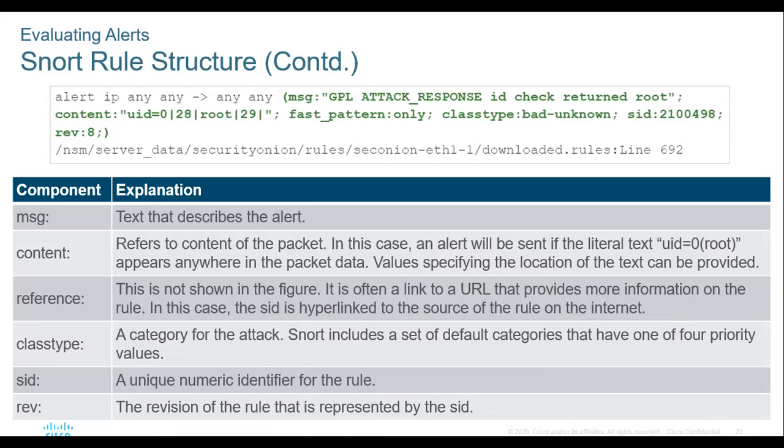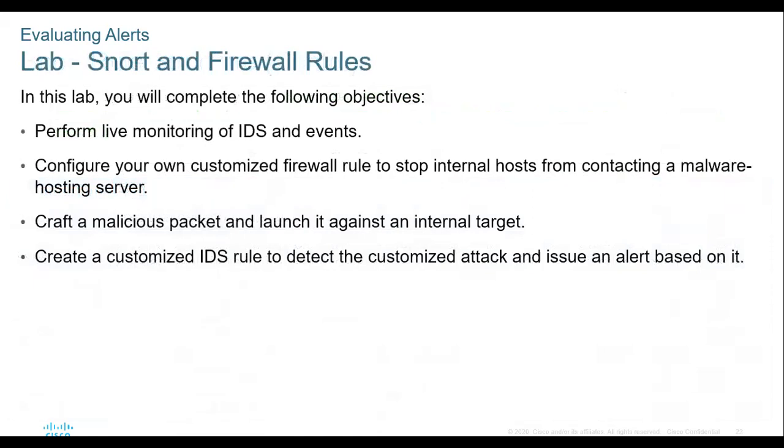In this case, the SID is a hyperlink to the source of the rule on the internet. So class type, a category for the attack. Snort includes a set of default categories that have one of 4 priority values. Then SID, you have a unique numeric identifier for the rule. Then rev, the revision of the rule that is represented by the SID.